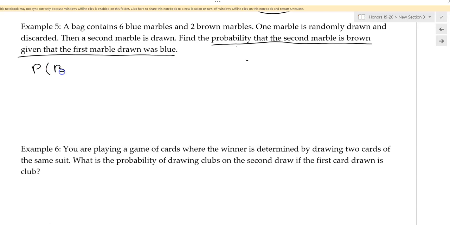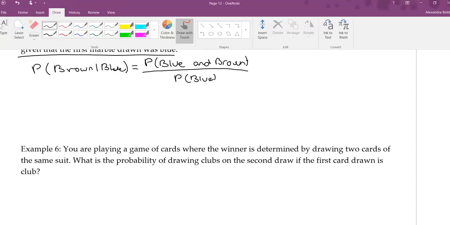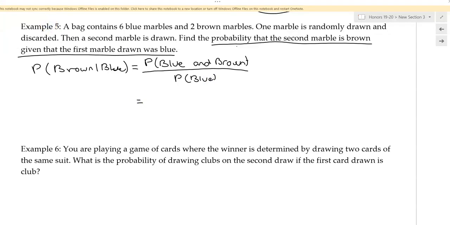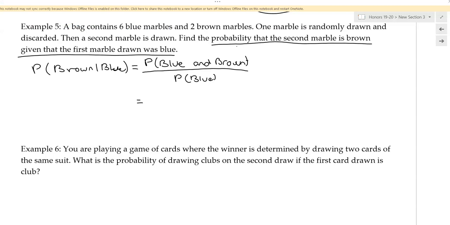So probability of brown given blue equals the probability of blue and brown over the probability of blue. Well, the probability of blue and brown, this one doesn't tell me what that probability is. This isn't one of those where we have to find our probability. Remember, "and" tells us to multiply.